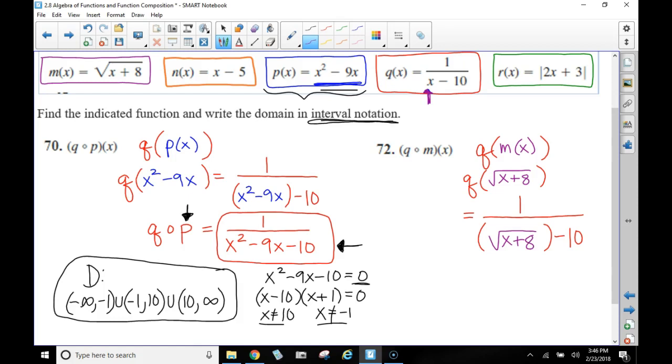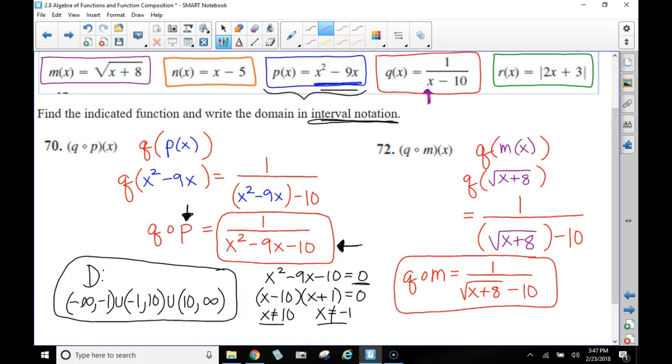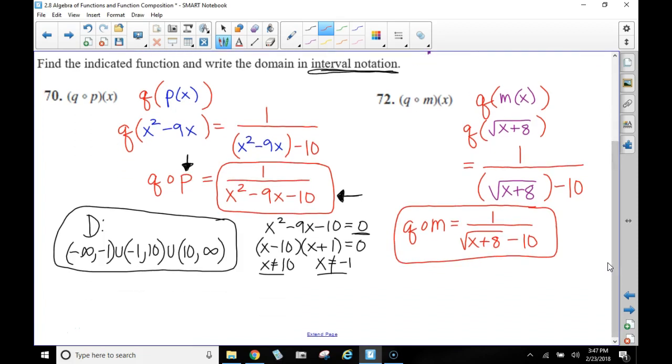Let's clean this up just a little bit. And we will say that q composition m is equal to 1 over the square root of x plus 8, minus 10. Now, this one's kind of an exciting one to talk about the domain of the function.